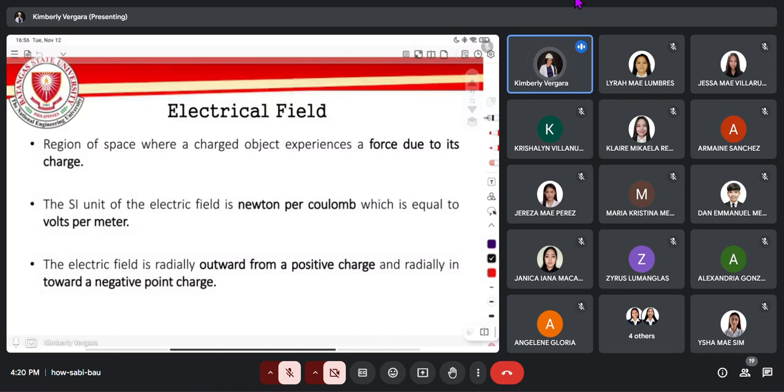Sige, electric field tayo. So, electric field, this is a region of space where a charged object exerts a force due to its charge. Mapapansin niyo po dito, pag sinabi natin electric field, ito po yung region kung saan nakaka-experience po tayo ng charge or ng electricity. Okay po.